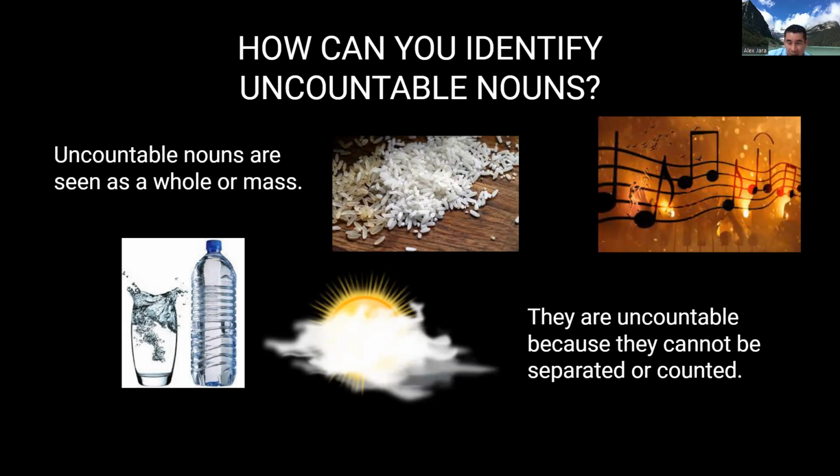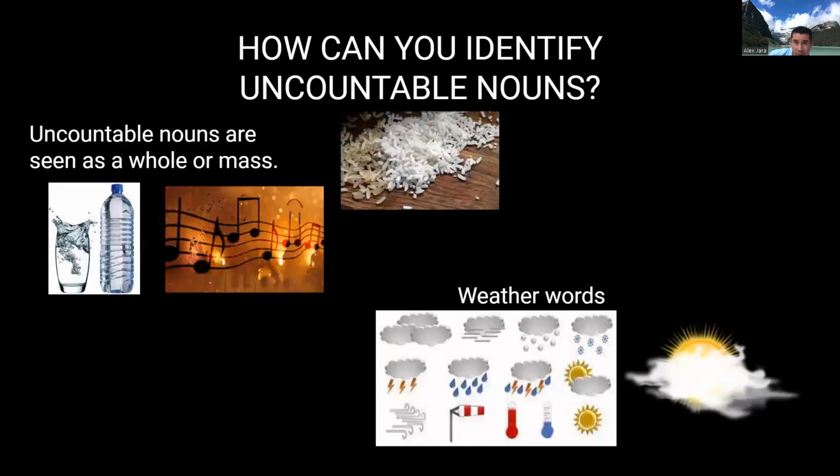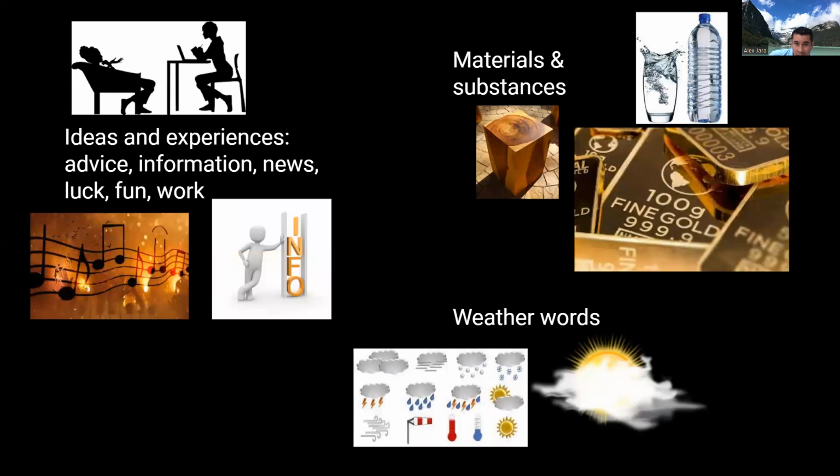That's why when we speak about that and similar foods, you would use the uncountable noun, and that would be rice in this case. Music is another one. It can't be separated. Music refers to a lot more than just one thing. So we'll see how this works as a concept, right? And these are weather words, as I said. They're ideas or experiences such as advice, information, the news, luck, fun, and work. Those are also uncountable.